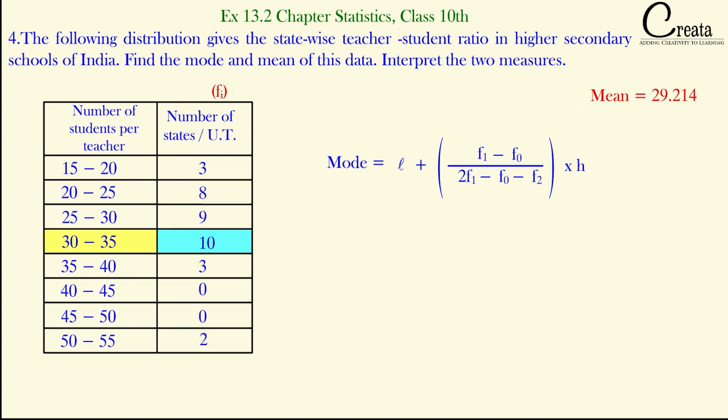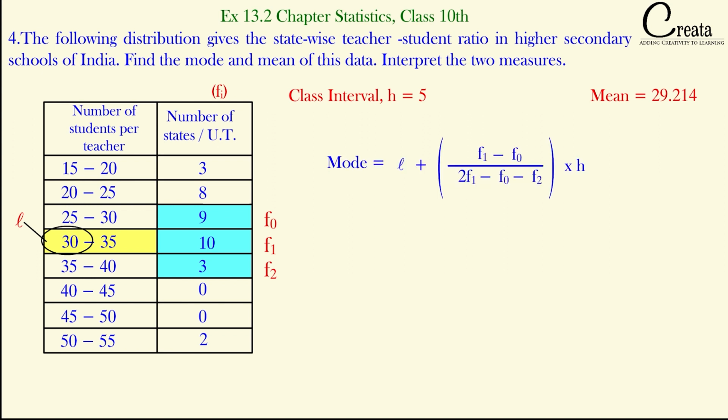So the class corresponding to maximum frequency is the modal class. Here 10 is the maximum frequency, which is f1. And what is f0 and f2? We know the frequency before our modal frequency is f0, and the frequency after our modal frequency is f2. So f0 is 9 and f2 is 3. And what is L? L is the lower range of the modal class, which is 30. And H, the class interval, we have already calculated as 5, upper range minus lower range, 35 minus 30, it is 5.